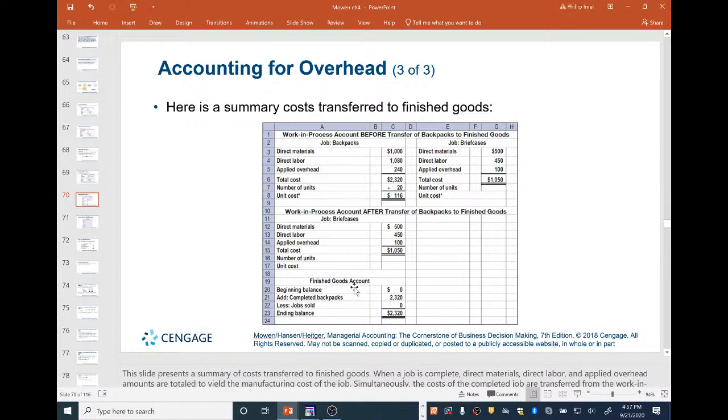Then obviously the finished goods account is going to have the total cost of the backpacks because that was moved to finished goods. So the total cost of $2,320 right here is where we get the completed backpacks of $2,320. In this case, there was no beginning balance, and we didn't sell any out of the completed goods. So the ending balance in finished goods is the balance of the backpacks. So the 2,320 moved down to here. Everyone seeing that?